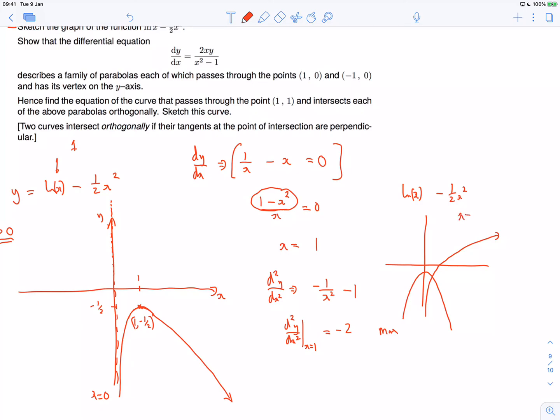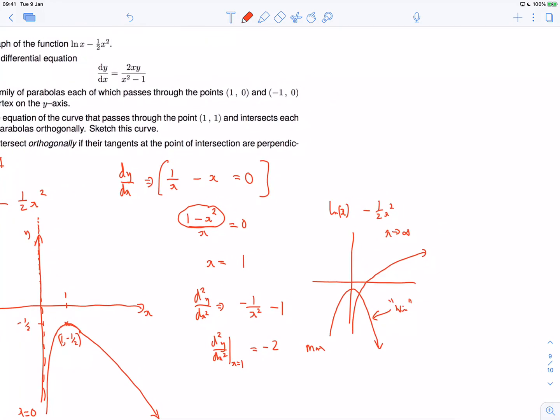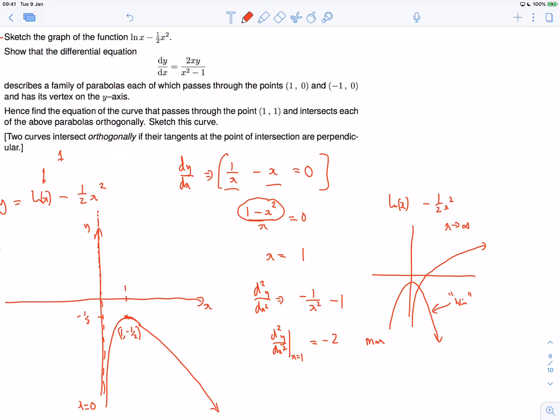As x goes to infinity, clearly this function is winning, if you like. It's getting negative quicker. If you'd like, you can take derivatives of the individual things. For example, the derivative of ln x is 1 over x, and the derivative of half x squared, if you like, is just x. So for what values is the magnitude of these things greater than that?